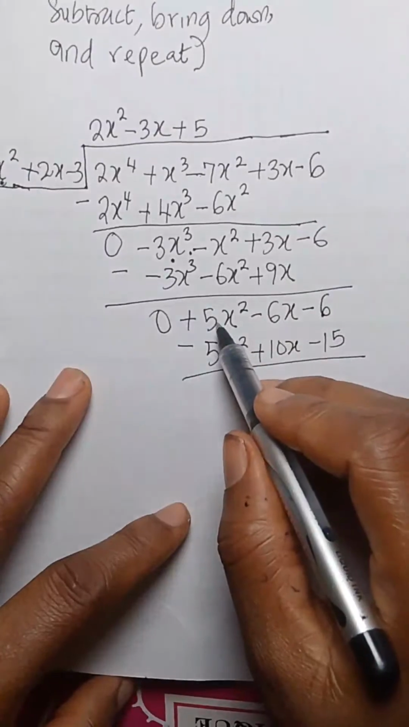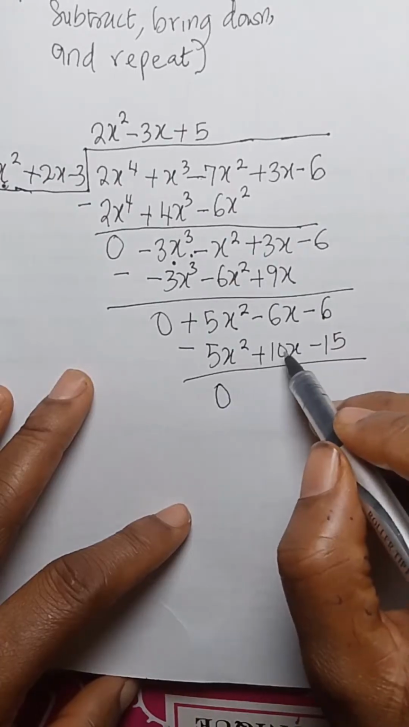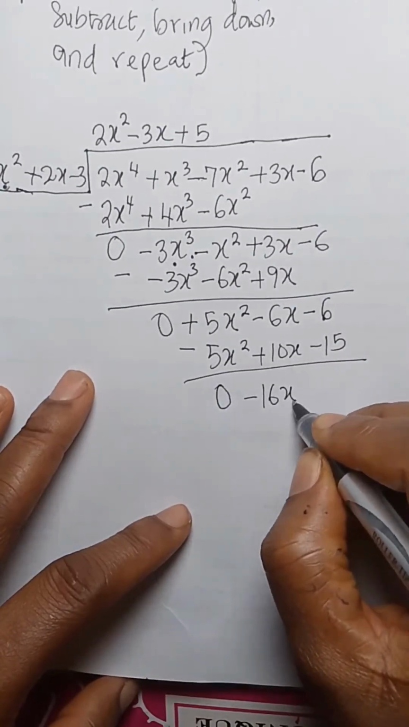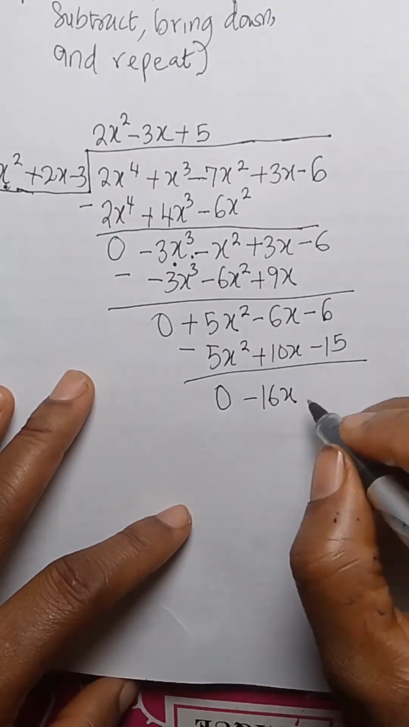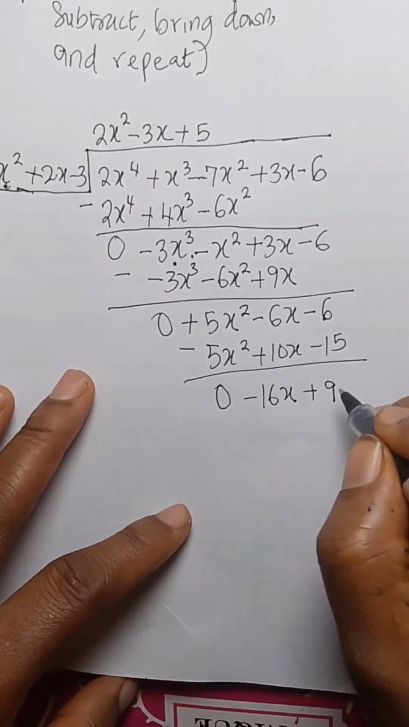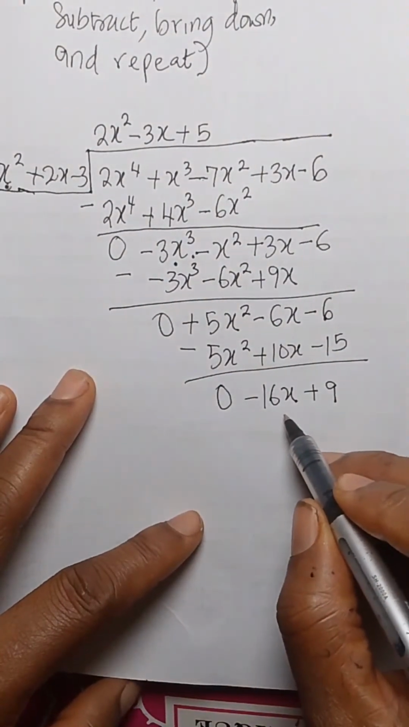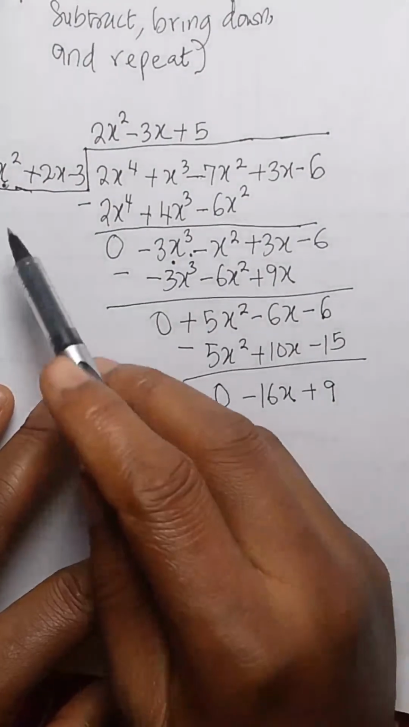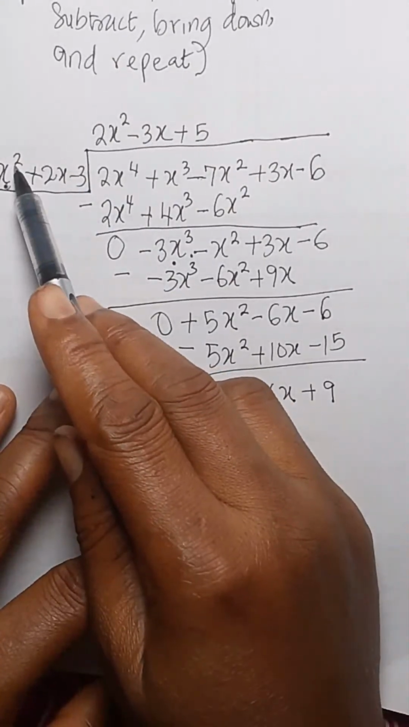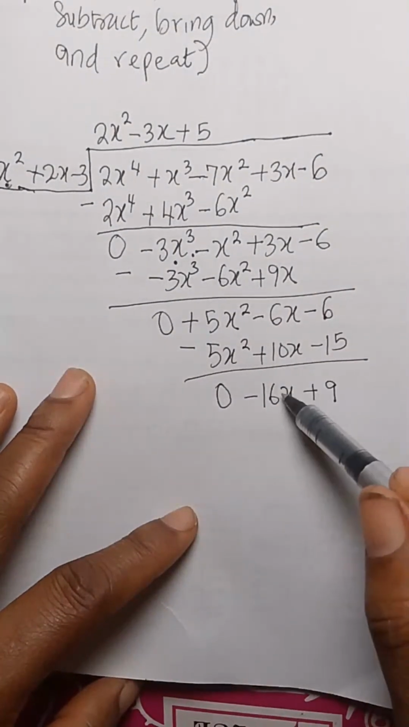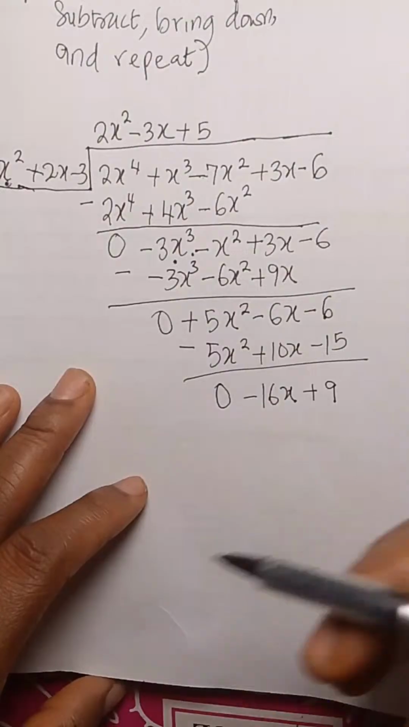When we subtract again, 5x squared minus 5x squared will give us 0. Minus 6x minus 10x will give us minus 16x. And then minus 6 minus minus, that's minus 6 plus 15 will give us plus 9. All right. Then look here, we have 16x, and our divisor, the first term there is x squared. So since the degree here is 2 and is greater than that of this one, which is 1, we cannot divide further. Now this is how you're going to say it.